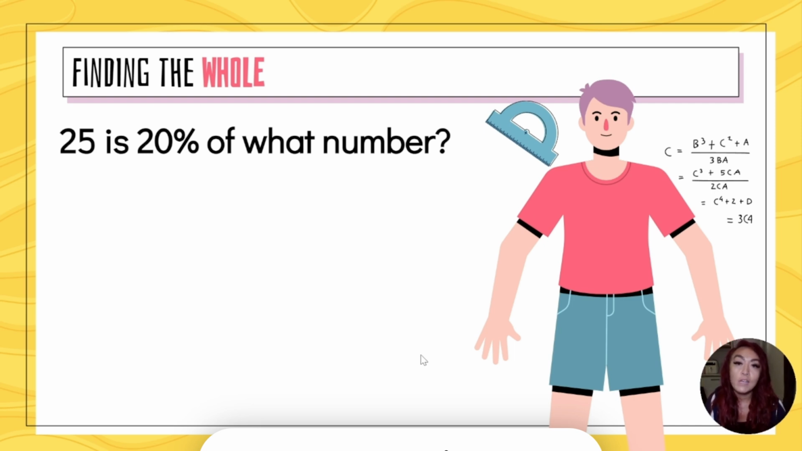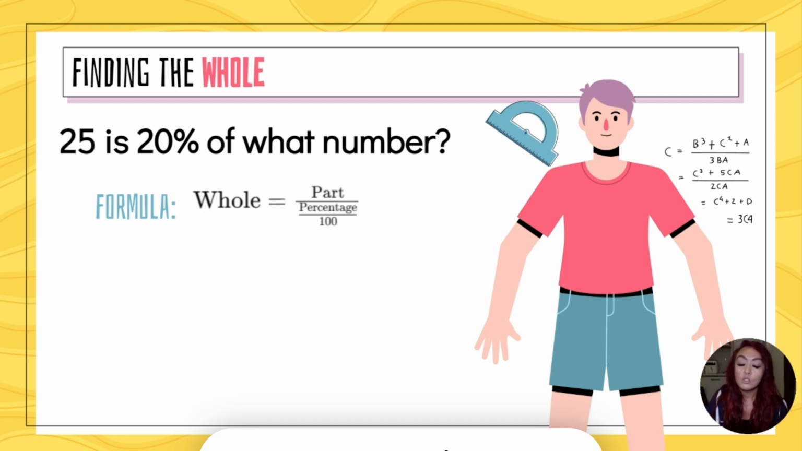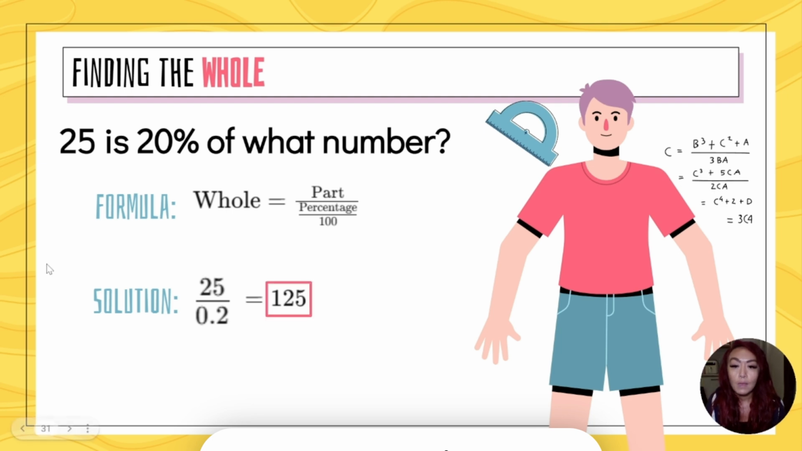25 is 20% of what number? Now we're going to use the formula whole equals part over percentage over 100. All I did here was rearrange the formula to solve for the whole, because now we want to know what the whole is. So we take our part, which is 25, and divide it by the percentage over 100, or divide it by 0.2, and we get 125. So 25 is 20% of 125.